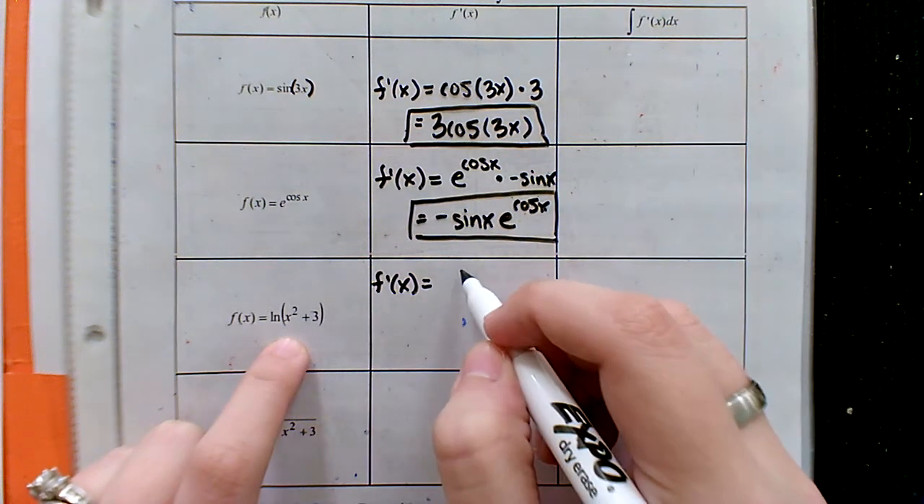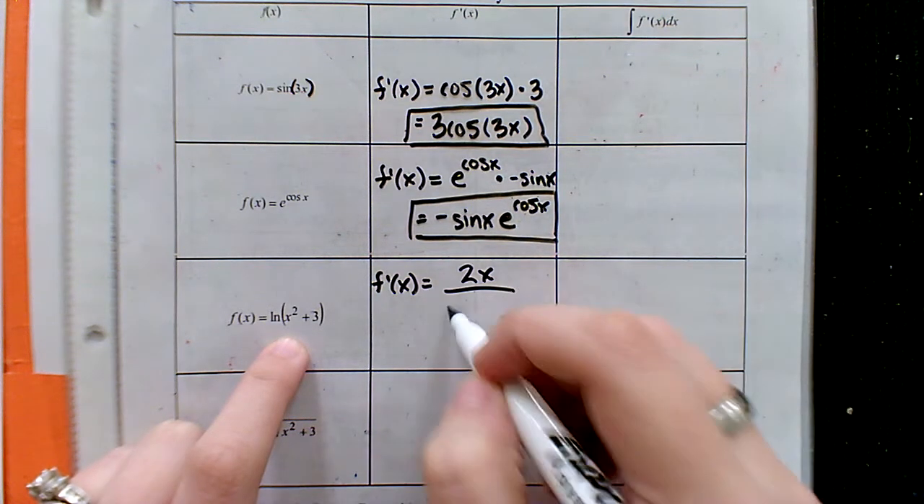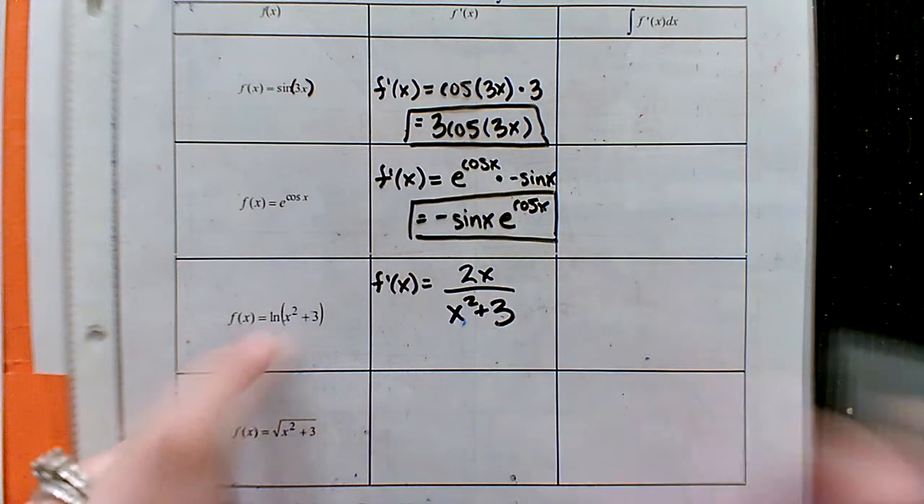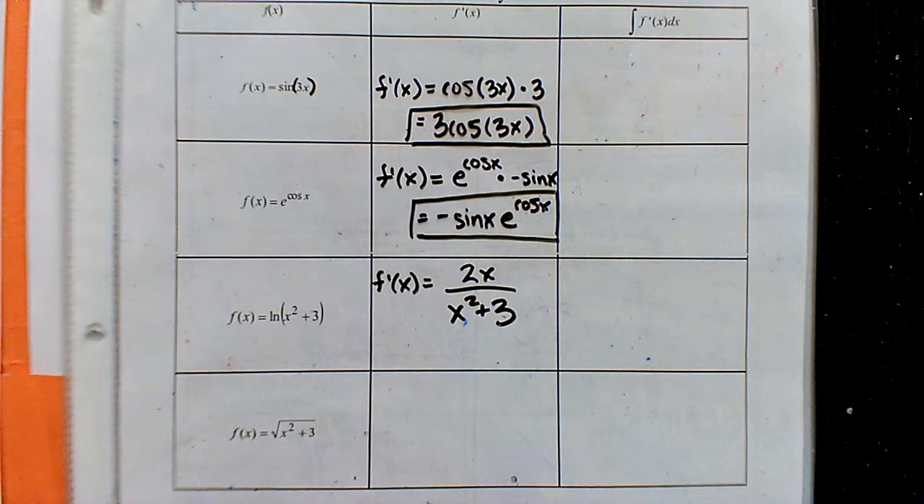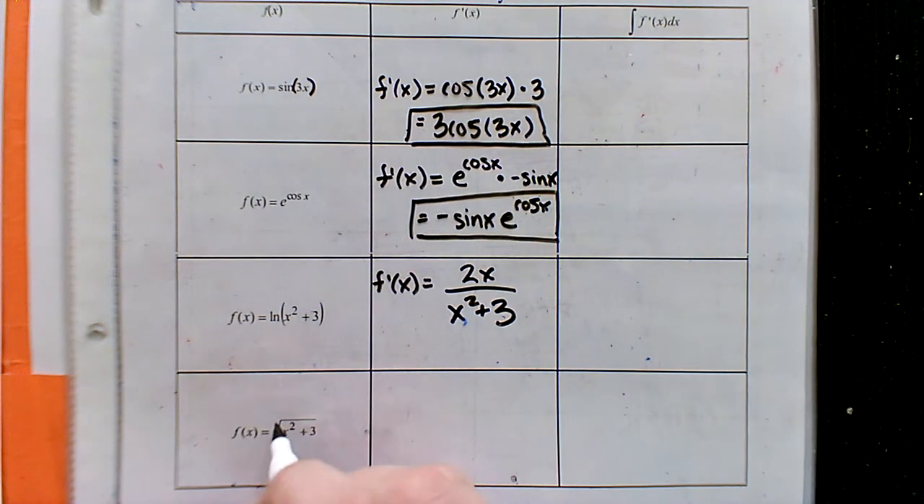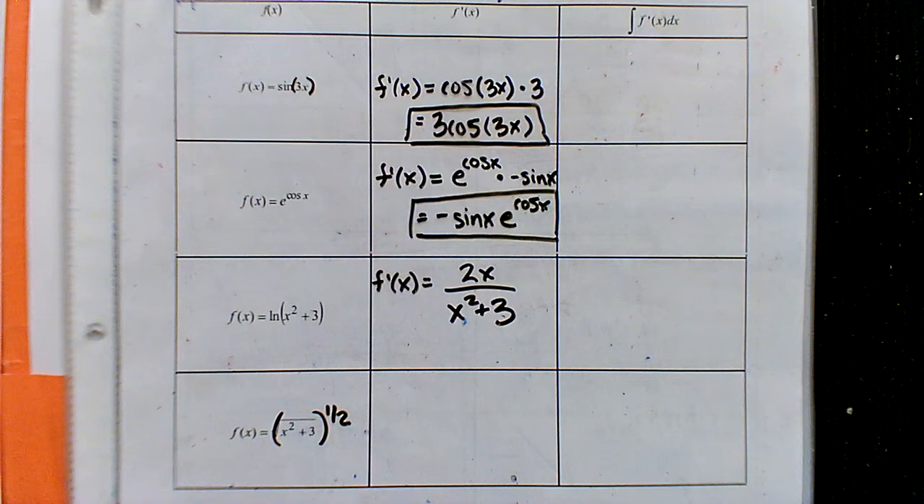Derivative of the inside over the inside. Over the inside, yep. That's it. We can't really clean that up at all. All right. And the last one, maybe you want to rewrite this as a power of a half instead of that root.